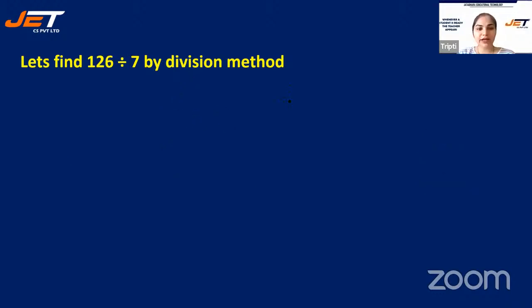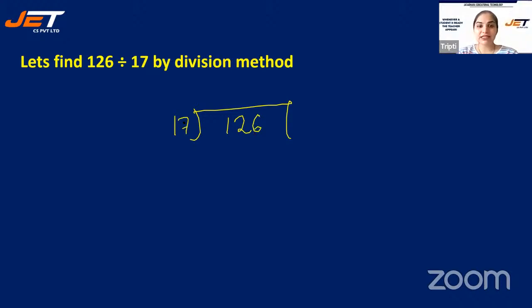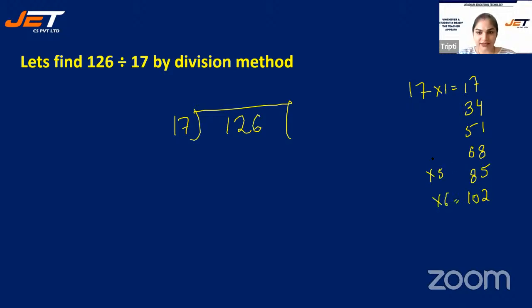One more question we will practice. 126 divided by, okay, so I'll make some change in this question. I will make this as 126 divided by 17. Okay, 126 divided by 17. 17 times 1 is 17. 17 times 2 is 34. 17 times 3 is 51. 4 is 68. 5 is 85. And 6 is 102. I have just written the table of 17.